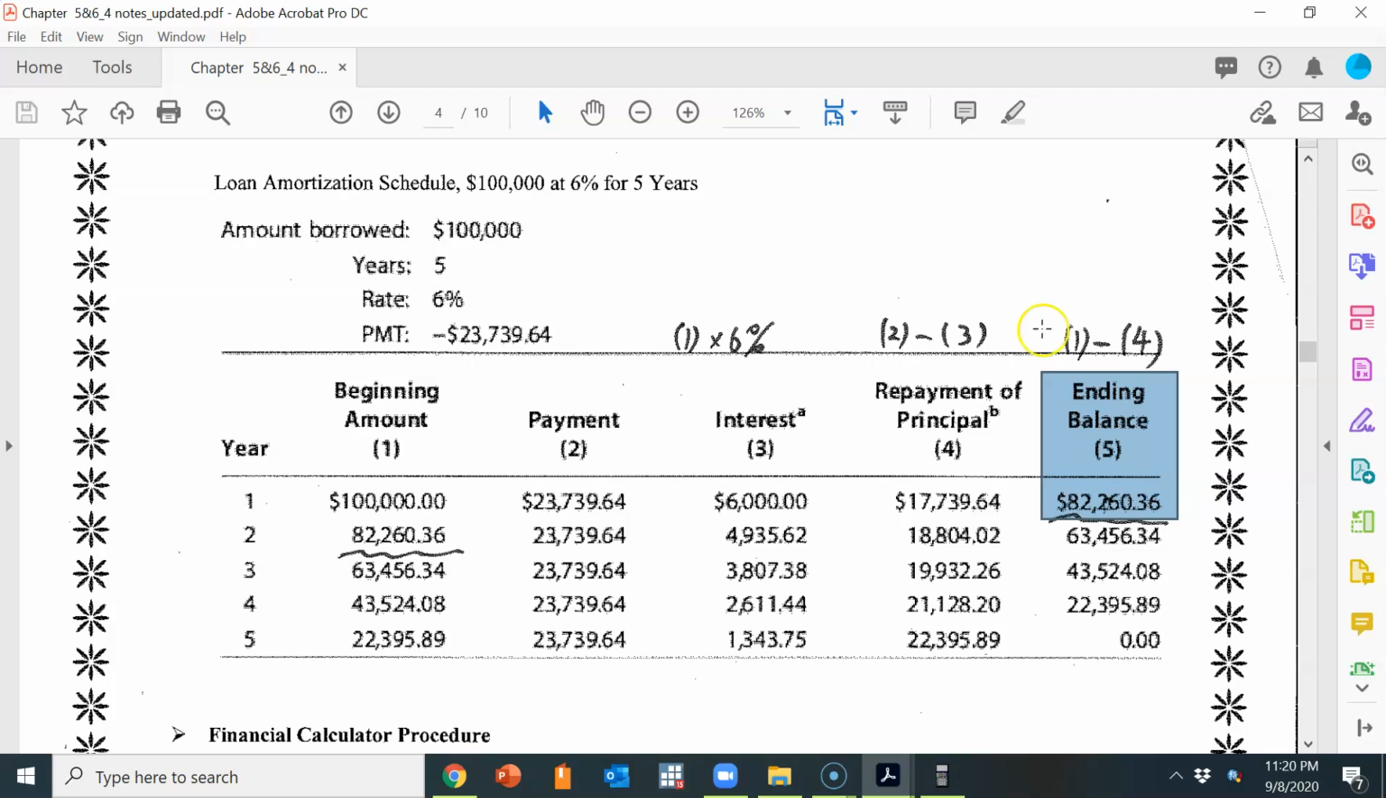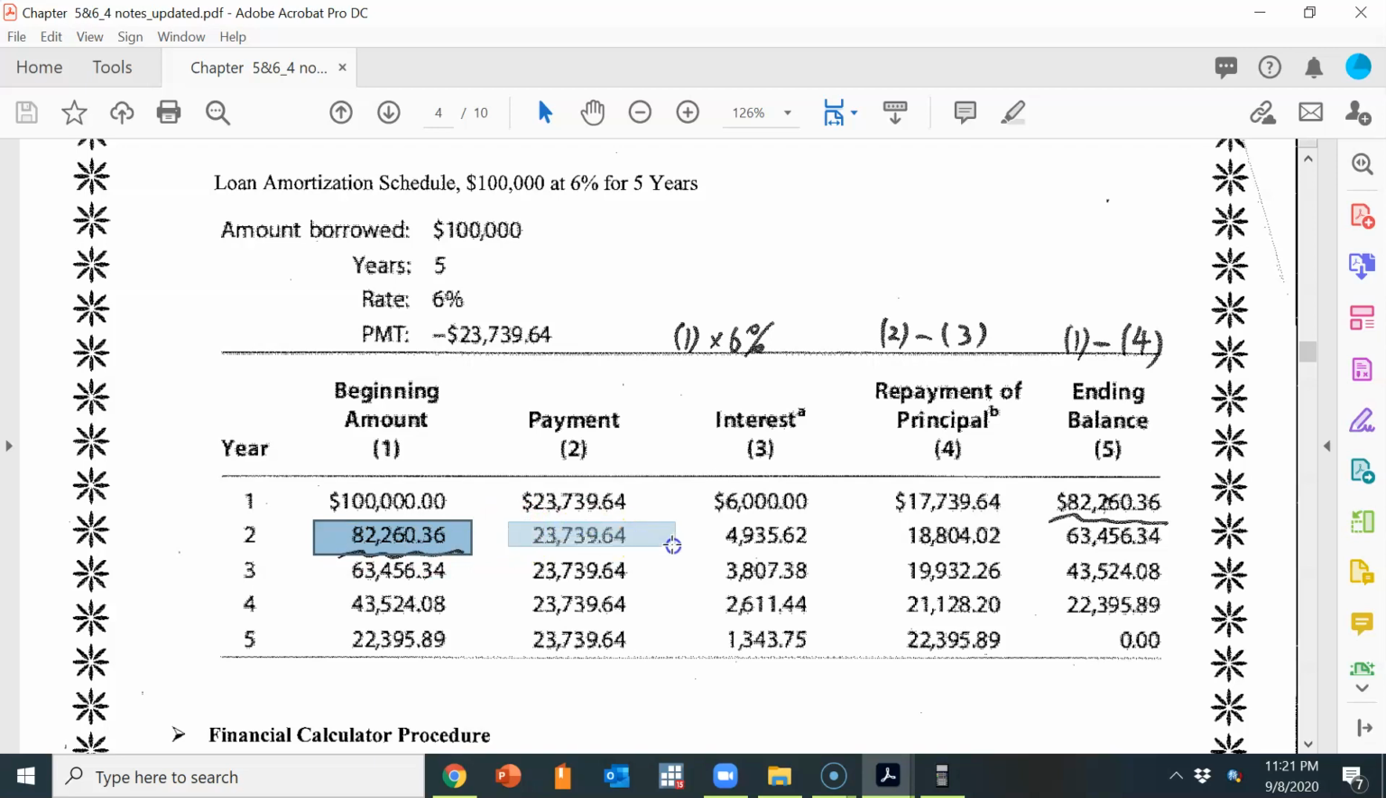And then we put this ending balance in the first year, 22,000, also in column 1 here, as the beginning amount in the second year. They're both at time 1. It is the end of the first year, but it's also the beginning of the second year. The ending balance in the first year is the same as the beginning amount in the second year. They're both at 1 on the timeline.